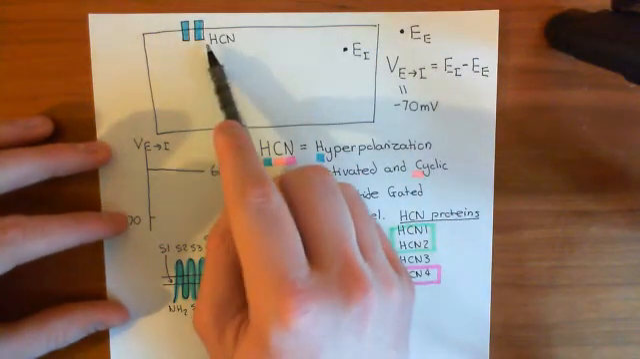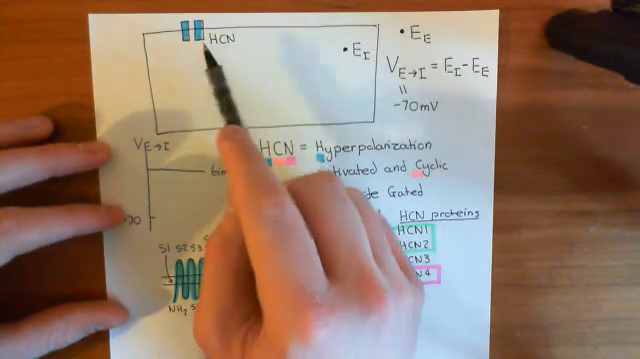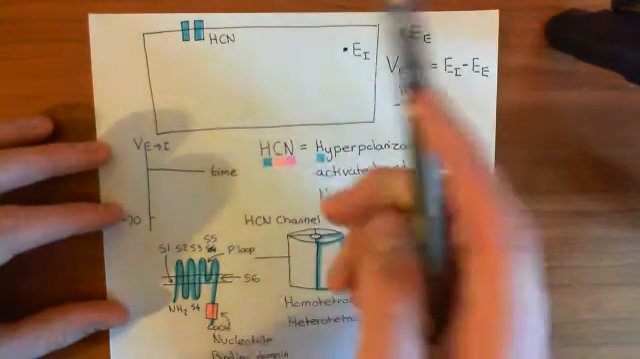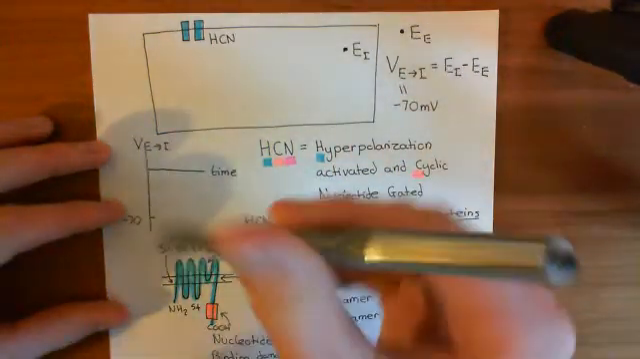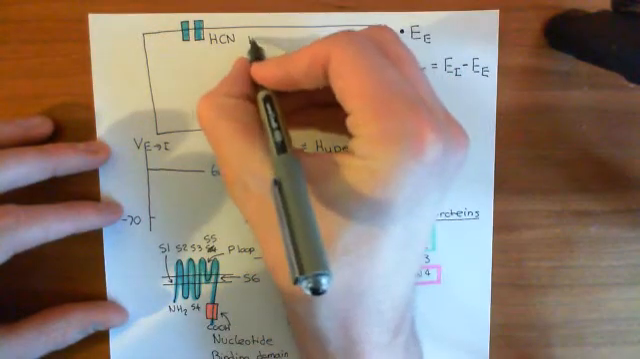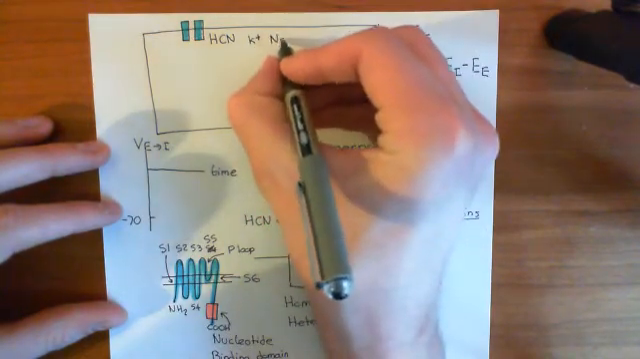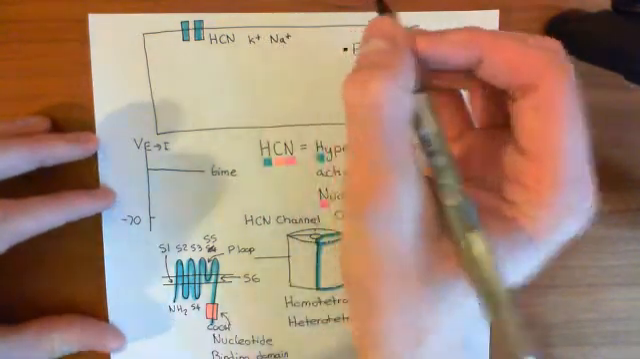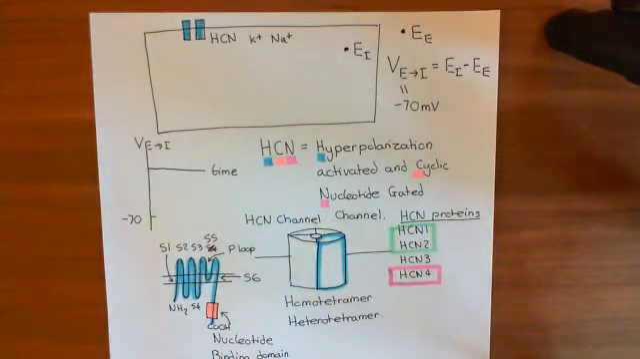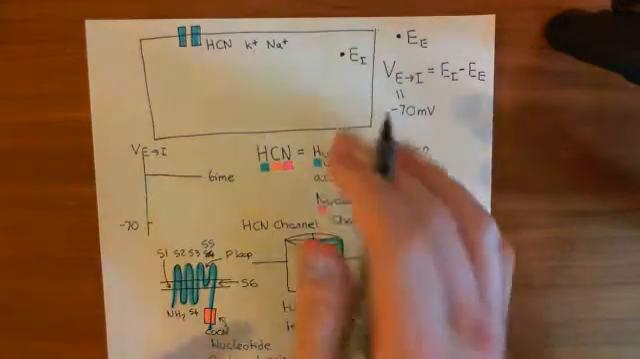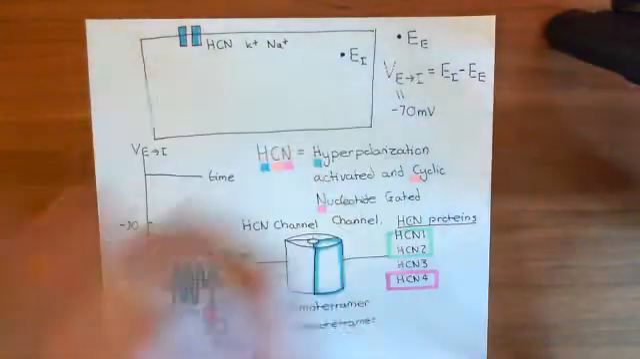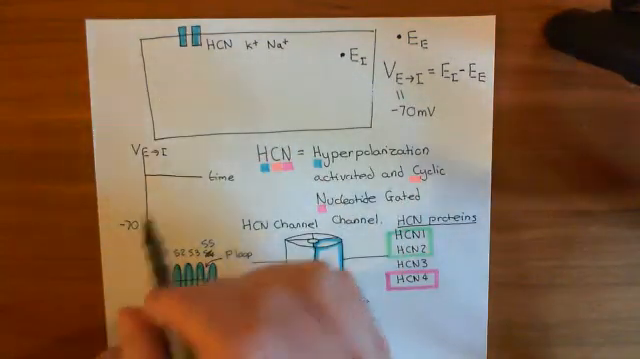Okay? Now, what are they permeable to? Well, they're permeable to 2 ions roughly equally. They are permeable to potassium ions, and they're also permeable to sodium ions. Now, let's try and think this through. Which of those is going to be more important when we have this cardiomyocyte at negative 70 millivolts?